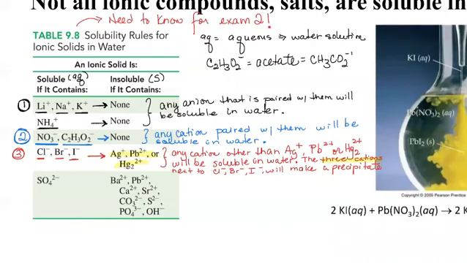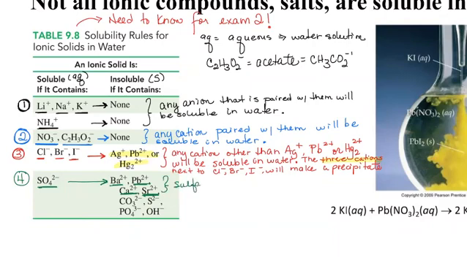Let's move on to the next set of rules. What about sulfate? Sulfate is soluble, but there are some pairs that make sulfate form a precipitate. And those are these 4 cations. So if you have barium sulfate, lead 2 sulfate, calcium sulfate, or strontium sulfate, those are insoluble, okay?